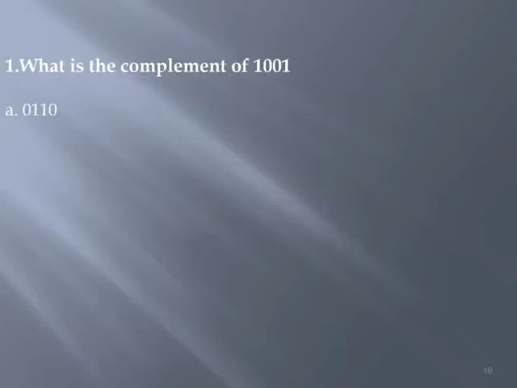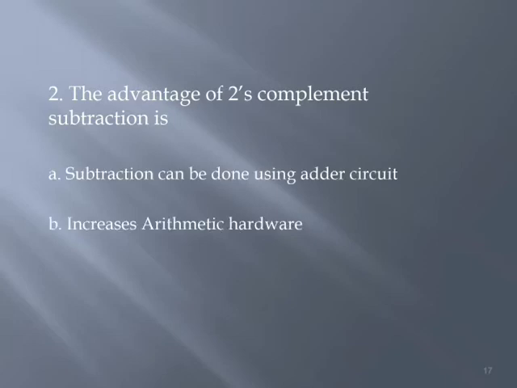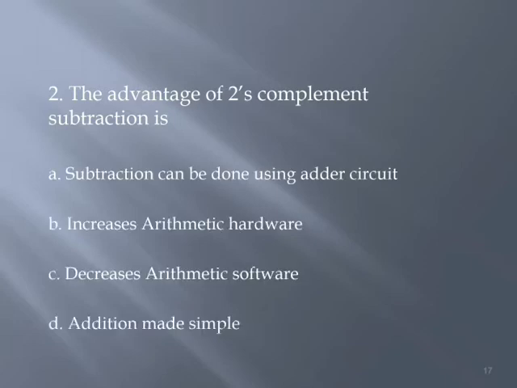So these are all the things we have seen in the present lecture. We will see this quiz. What is the complement of 1001? Complement is nothing but replacing ones with zeros and zeros with ones. That means 0110, option A. And what is the advantage of 2's complement subtraction? Subtraction can be done using an adder circuit, option A.